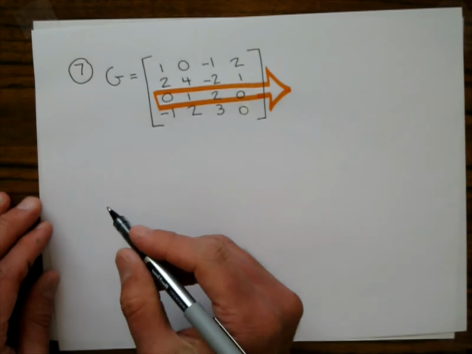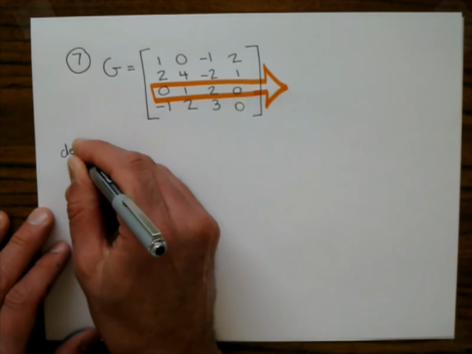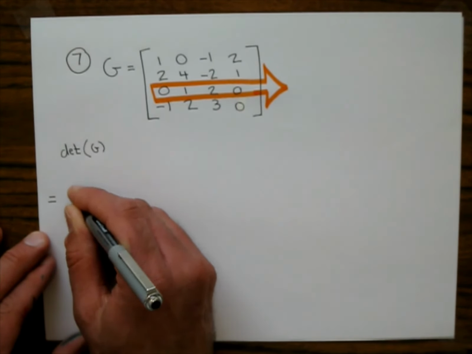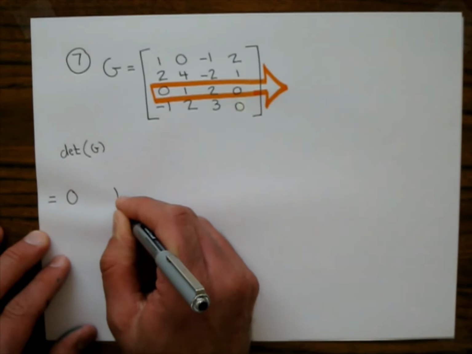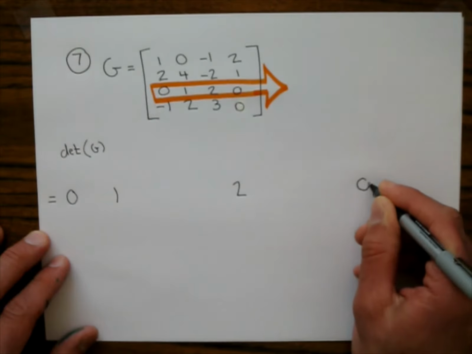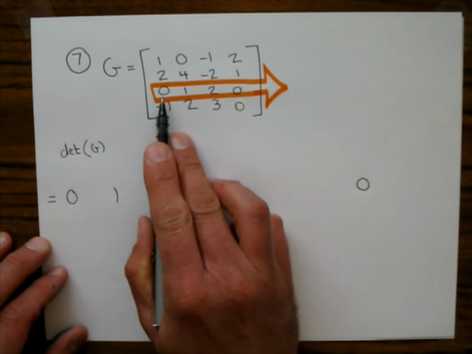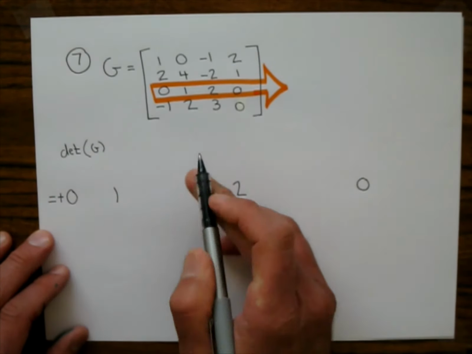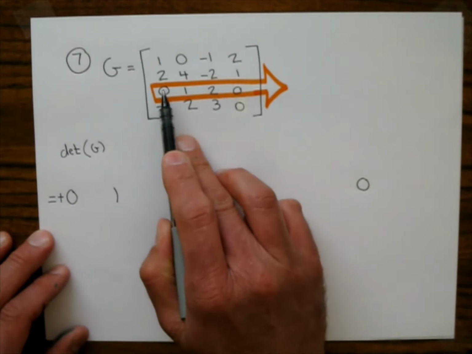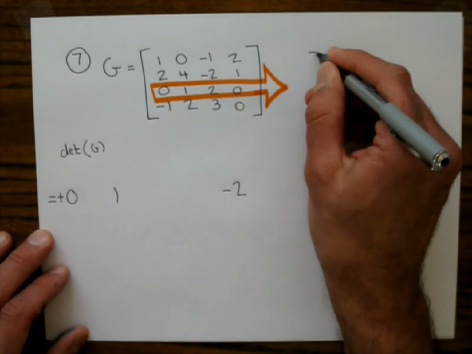So when I do this, I'm going to go ahead and write out those numbers I have. So this is the determinant of matrix G is 0, 1, 2, and 0. Now, this 0 is in the positive position, plus. This 1 is in the negative position. Remember, it's like here's plus, minus, plus, minus, plus, minus. So this is the negative position. The checkerboard applies to this as well.